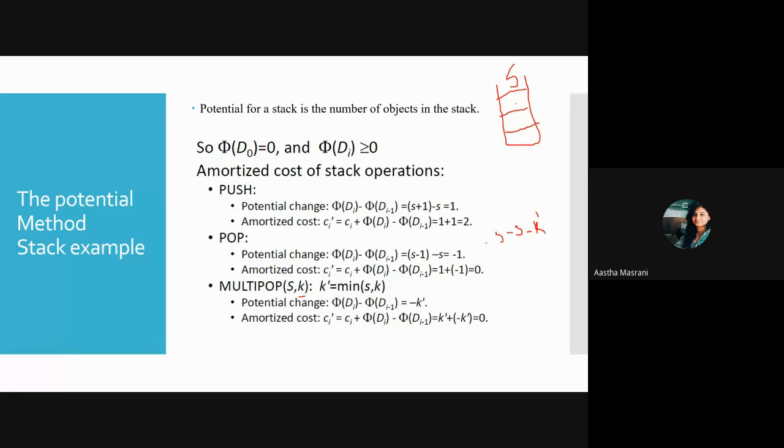Are there any doubts regarding the aggregate method, accounting method, and the potential method? Anyone from you here?